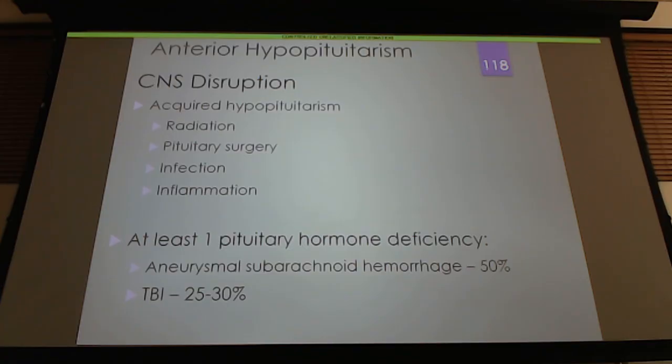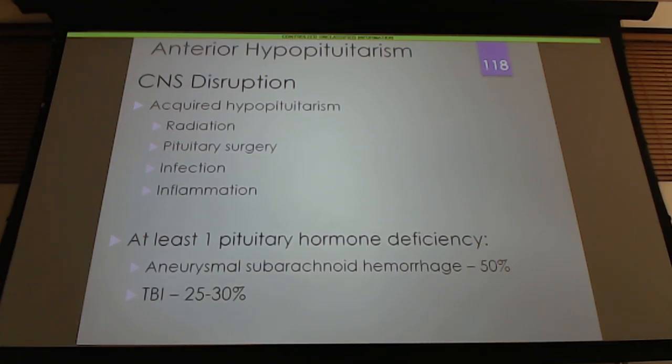Okay. All right. Anterior hypopituitarism, we talked about growth hormone deficiency. Obviously, if there's a CNS disruption, so like radiation, surgery, something like that, that impacts the pituitary gland, we could have deficiency. That's pretty straightforward, right? But what I think is really interesting and probably not talked about enough is the impact on people with TBIs. Why do I care about people with TBIs? Because you are a patient population.